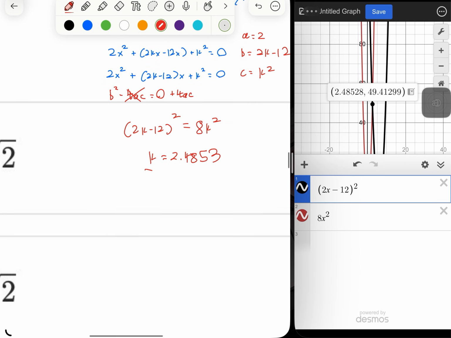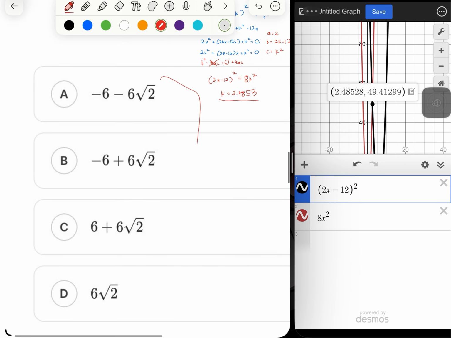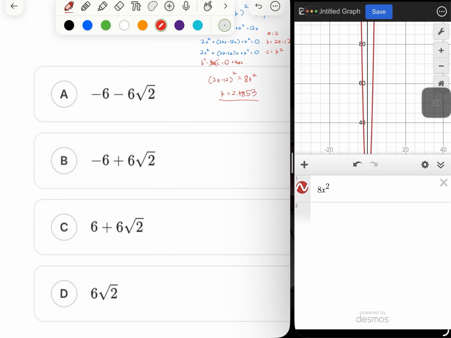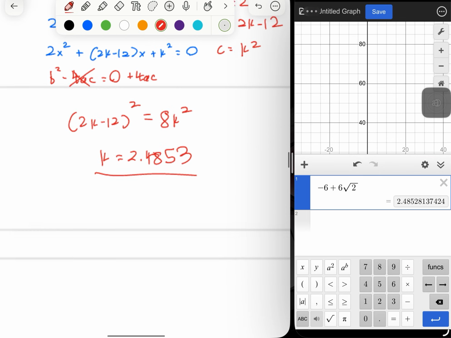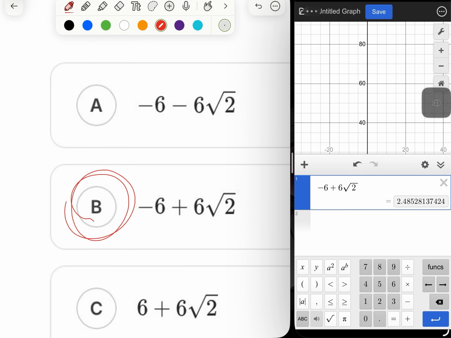Now we found the value of k, but you'll notice that none of these are decimal answers. So all that means is you just have to type each one and figure out which one matches, right? So it's not A. If you type in B, you'll get 2.4853, which is exactly what we got earlier. So therefore B is our answer choice.